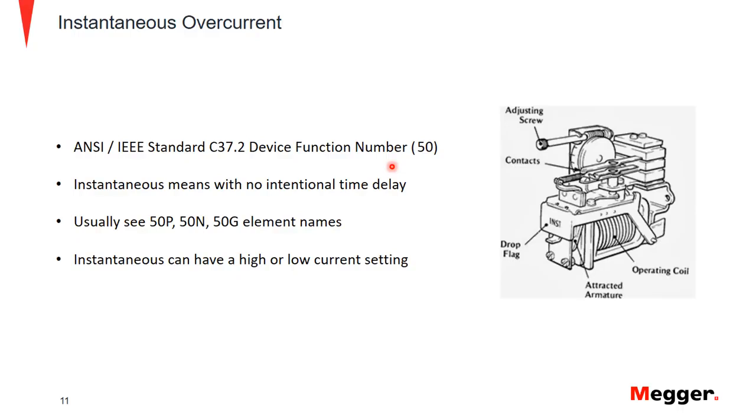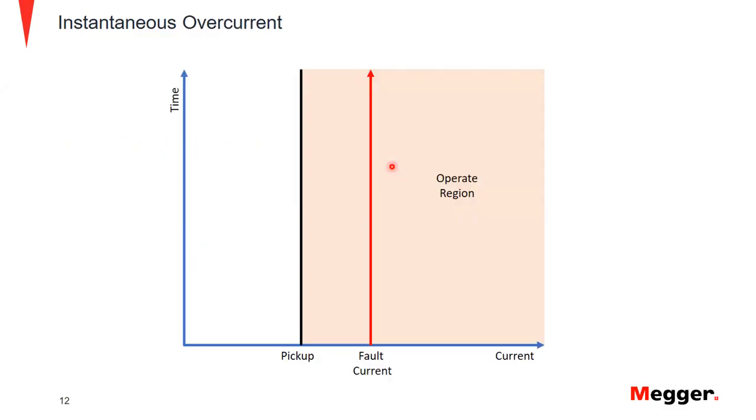The instantaneouses have high or low current settings. Just because it says instantaneous does not necessarily mean that the current value at which it's going to operate has to be extremely high. It can be a very low value.